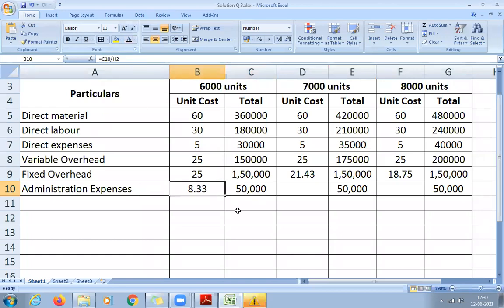8.33, sir. 8.33 is correct. Next, 7.14. Yes, I also got 7.14. Next, 6.25. Yes, 6.25 is also correct.